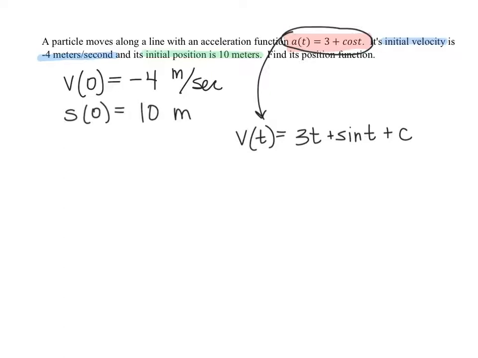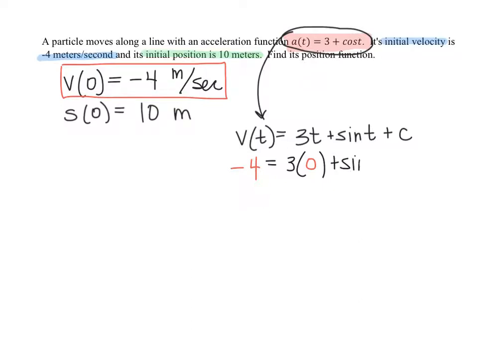to be sure that your antiderivative is correct. So now we are going to be able to use the initial condition v of 0 equals negative 4 to help us solve for our constant. That means that our velocity is negative 4 when our time is 0. So we're going to substitute in 0 for time. So negative 4 is equal to 3 times 0 plus the sine of 0 plus a constant.